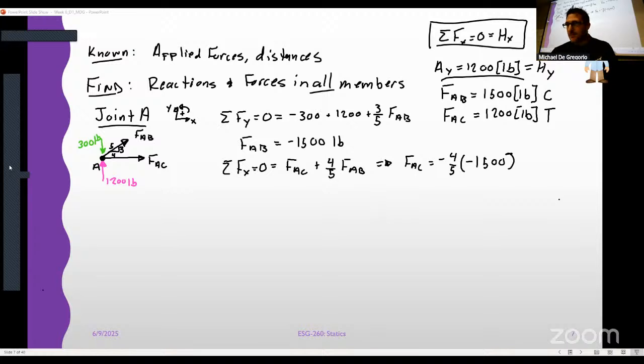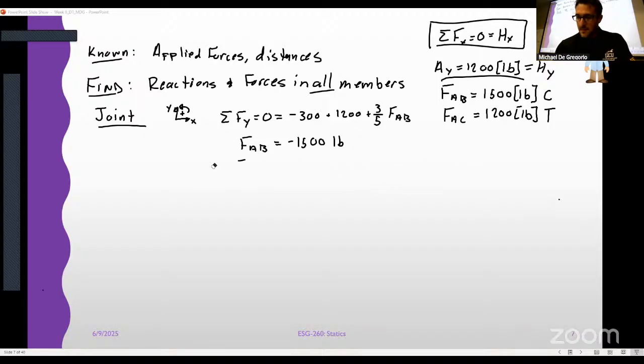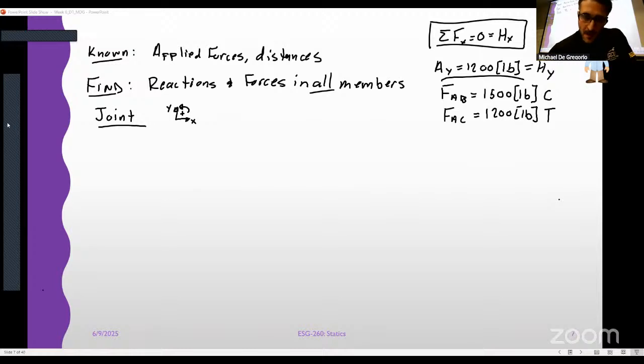And now it's just rinse and repeat, right? So we can go to joint C or we can go to joint B. I'm going to go to joint C. Why? Because it's easy. And we'll just do that next. Any questions so far? Okay, joint C.